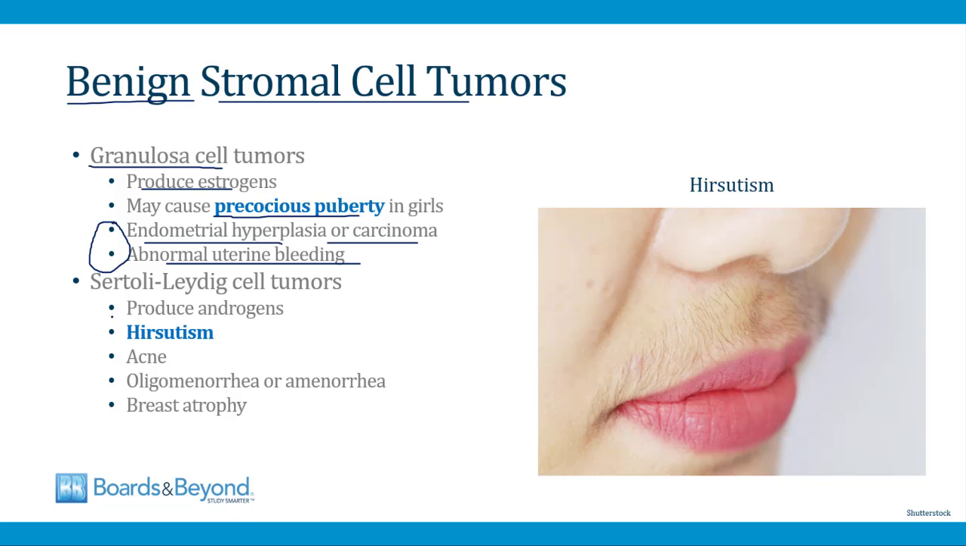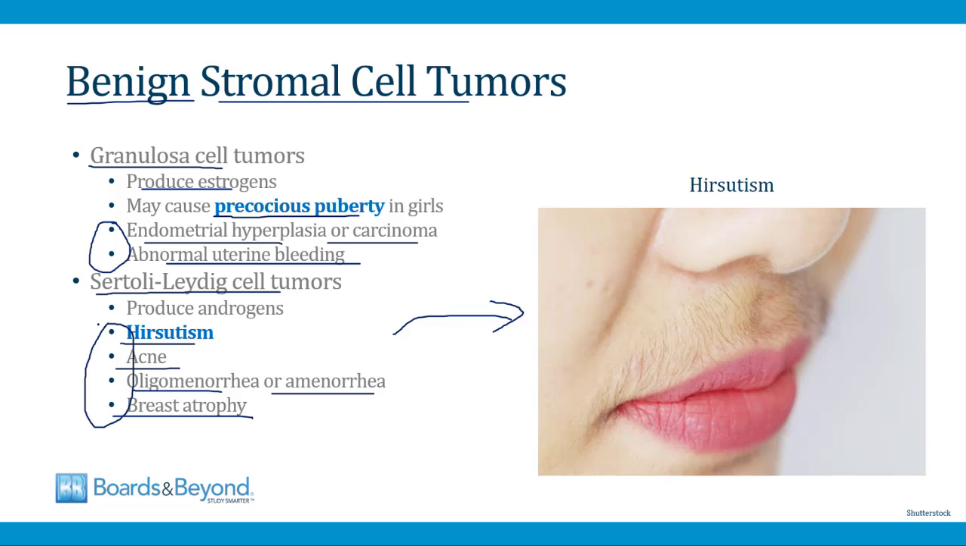Stromal cell tumors can also sometimes make androgens. These are called Sertoli Leydig cell tumors. So androgens in a woman from an ovarian tumor are going to lead to hirsutism, which is hair growth like what's shown on the slide here. Androgens also lead to acne, and they can suppress menstruation, leading to oligomenorrhea or amenorrhea. Androgens can also cause atrophy of the breasts. Now usually when you see these findings described in a woman, you are going to think of polycystic ovarian syndrome because that's much more common than Sertoli Leydig cell tumors.